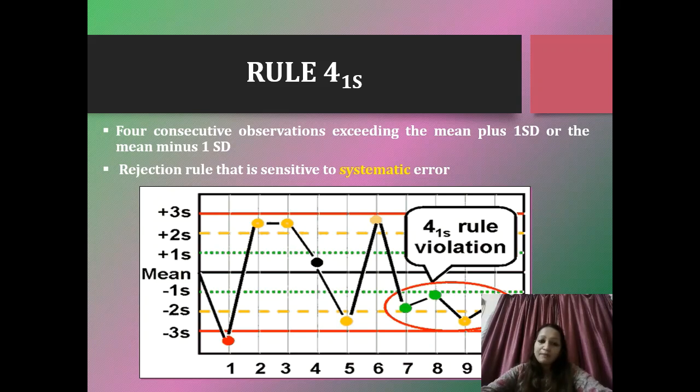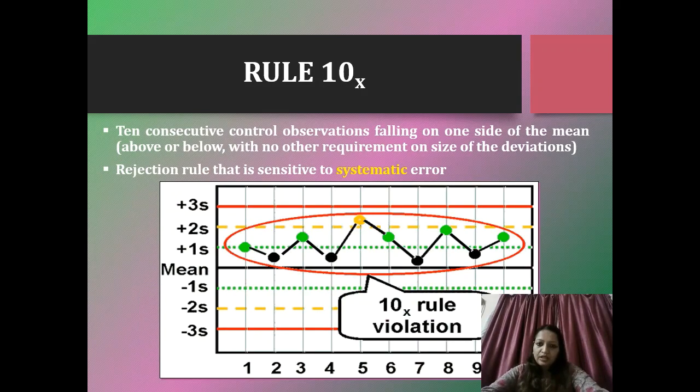The rule 10x is now absolutely obsolete because it involves 10 observations lying on any side of the mean. It is a systematic error undoubtedly, but we will never allow our runs to go on being on the same side of the mean for 10 consecutive runs. The corrective action would be taken long before that. So this is now an obsolete rule and no longer in vogue.